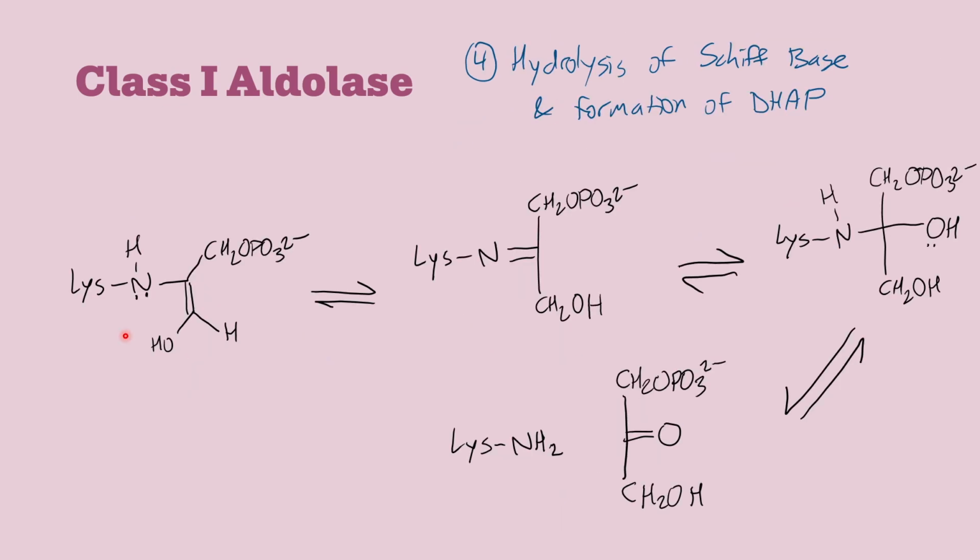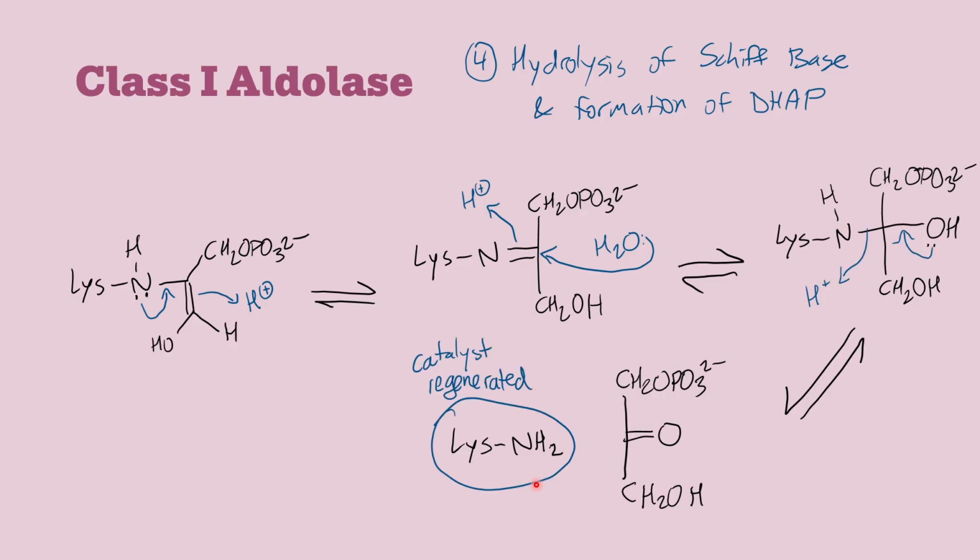We need to hydrolyze the Schiff base in order to turn this molecule into DHAP. First, the electrons on the nitrogen come down and reform the Schiff base. Then, water comes in and does a nucleophilic attack on the Schiff base. This lysine then comes off as a leaving group and can be used to catalyze the reaction with a new molecule of F16BP. We can also see that we've now formed DHAP as our product.